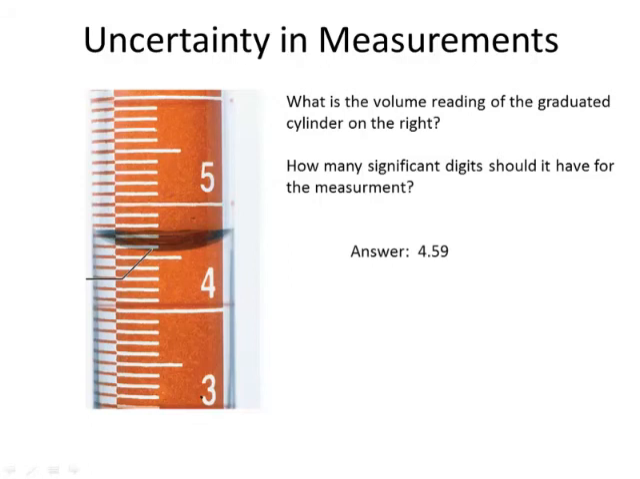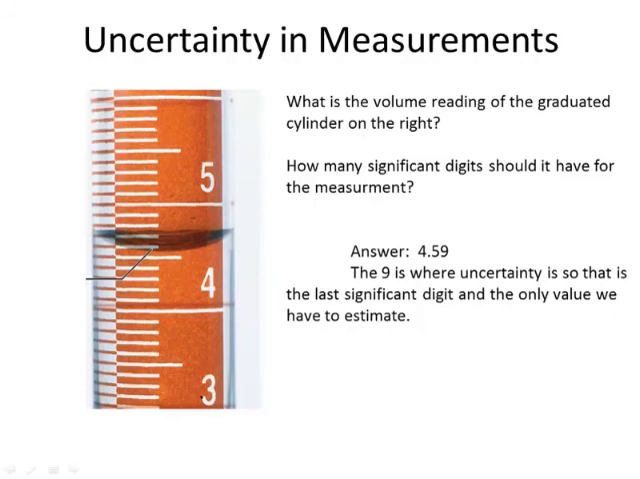So I would say the level is 4.59, but that 9 is where we're going to have uncertainty. And that 9 is the last significant digit we're going to write for our measurement, and it's the only value we have to estimate. I think everybody would agree it's 4.5 something, and you may have said 4.57, you may have said 4.58, you may have said 4.59. That's where we're in disagreement, and that's fine.